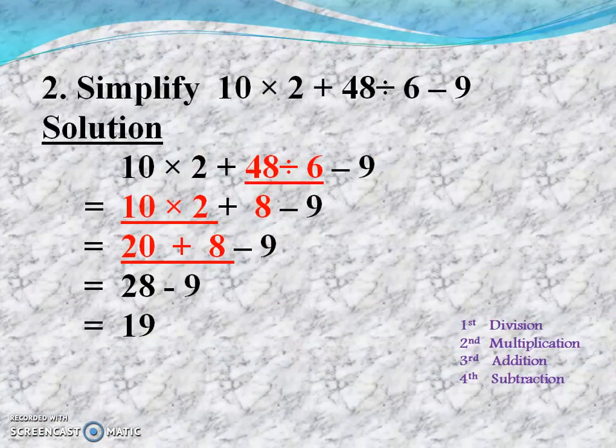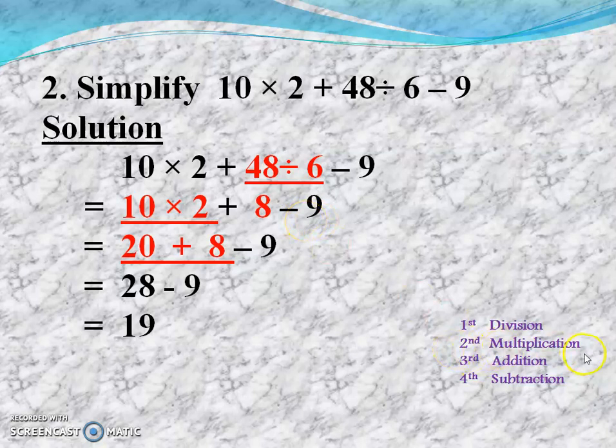Now our next example is 10 times 2 plus 48 divided by 6 minus 9. First of all, you need to find out where the division sign is. Here the division sign is in between 48 and 6, where you are supposed to divide 48 by 6. Rest you will copy as it is. 10 times 2 plus 48 divided by 6 is 8, and minus 9 we write as it is.